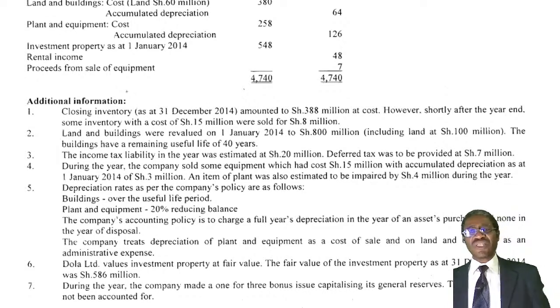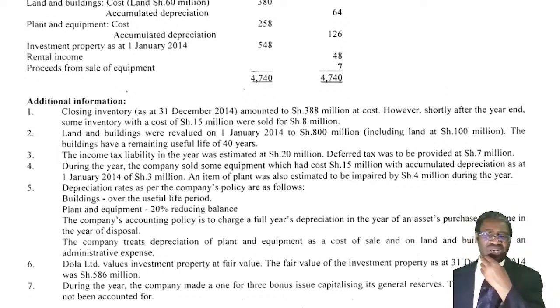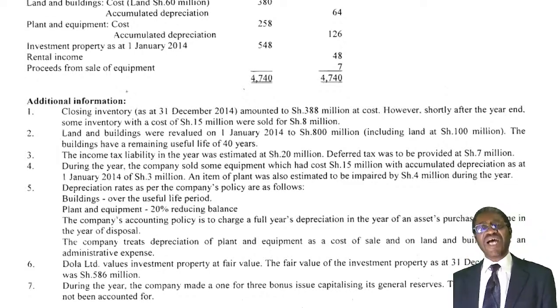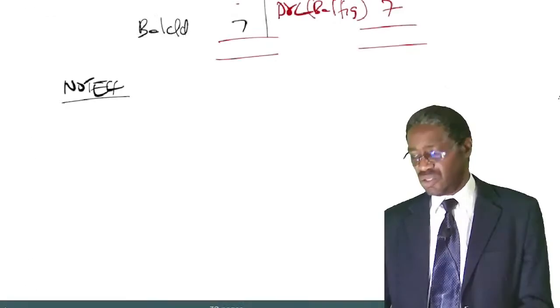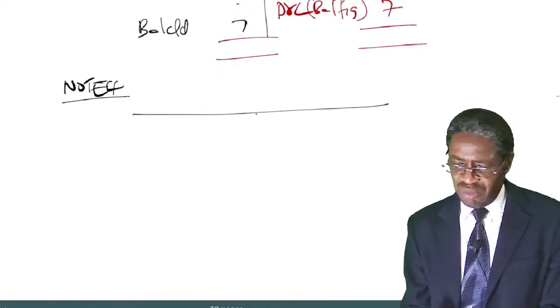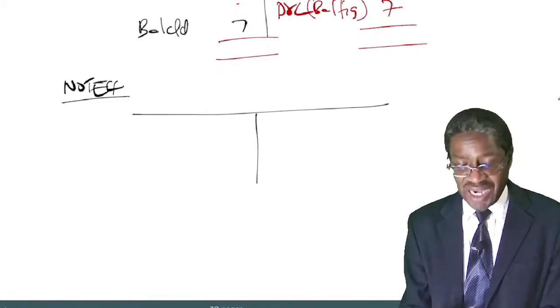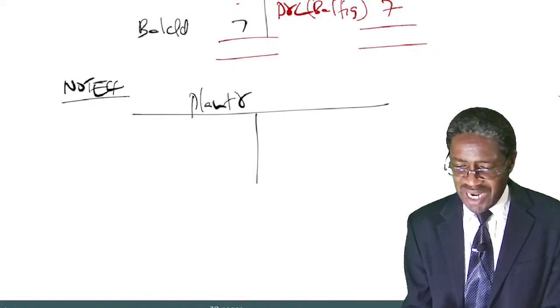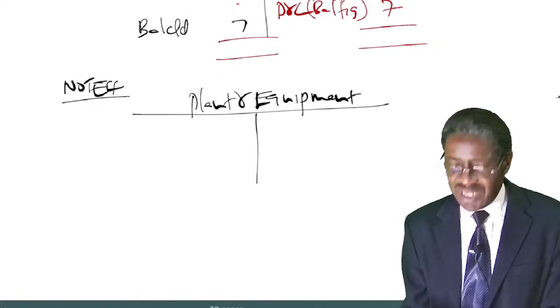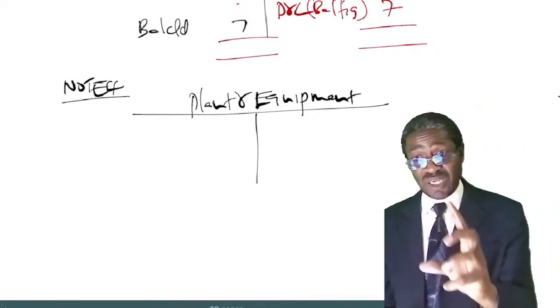Good. If you look at the trial balance up there, we have plant and equipment. The cost is 258, and an accumulated depreciation of 126. So let's open the various accounts. One of the accounts you normally open is an account of the asset. Our asset is called plant and equipment. So open that account, make it about 4 lines for that account of the plant and equipment.